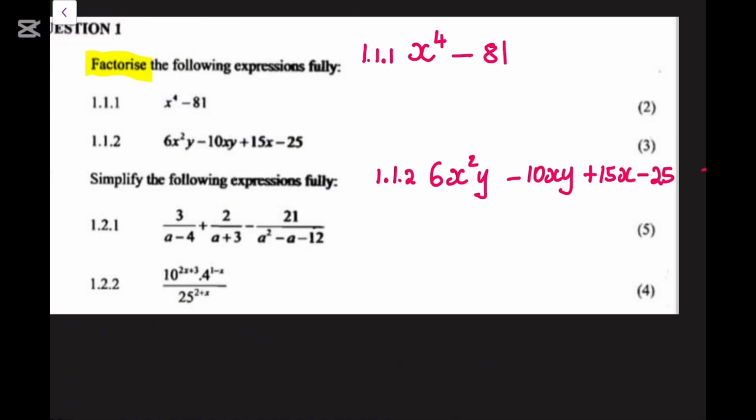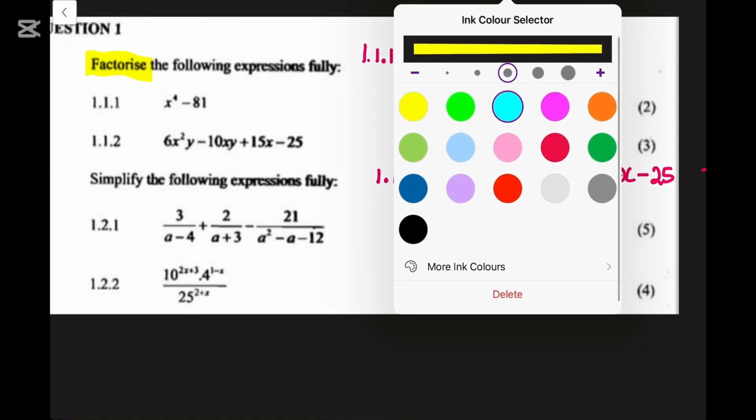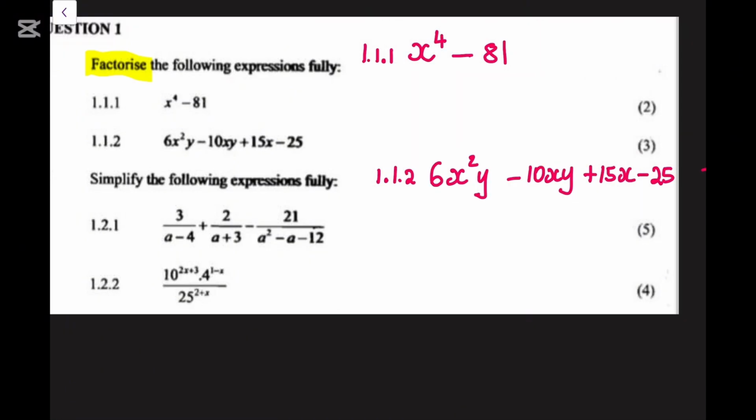So now let's check number 1 here. We are given x to the exponent 4, and we can see that the exponent is an even number, so we can divide the exponent by 2, minus 81. And we can see that 81 is the same as 9 times 9, so 81 is a perfect square. So this is a difference of two squares. To factorize the difference of two squares, we are going to open two brackets. One has plus and the other one has minus.